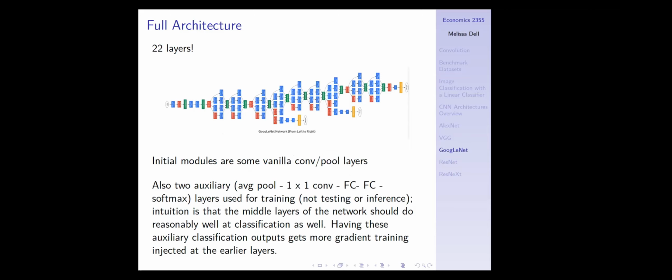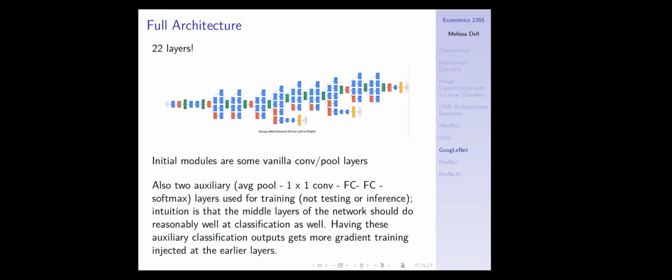And another thing to note, which we're going to talk more about in a minute, is that you see on the bottom here, there are these two auxiliary layers coming out. And those essentially have an average pool, a 1 by 1 convolution, fully connected, softmax. And so the softmax, which I said we're going to talk about more next class, is producing image classification probabilities in the middle of the network. This is used for training. It's not used for testing or inference.